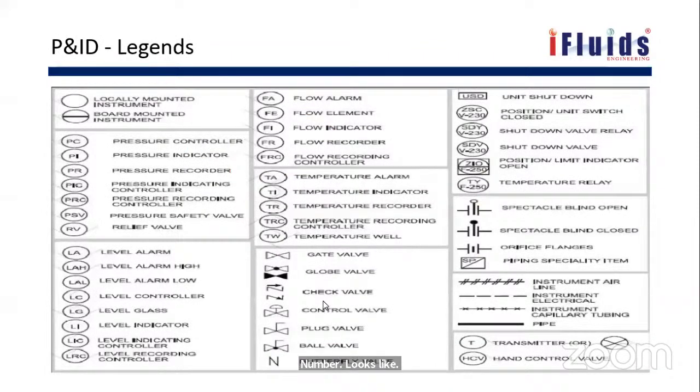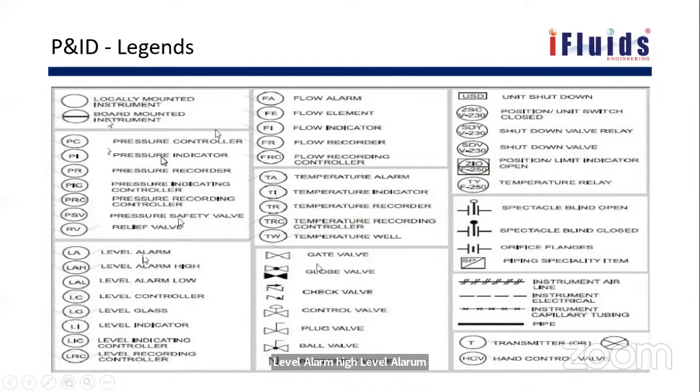So these are different symbols. PC is pressure controller, I is pressure indicator. This is a local instrument. This is board mounted, which means it is available in DCS. PSV is pressure safety valve. Level alarm, high level alarm.